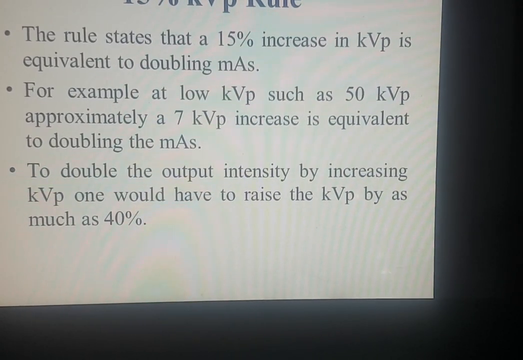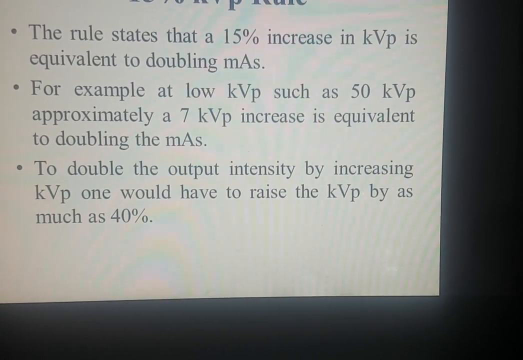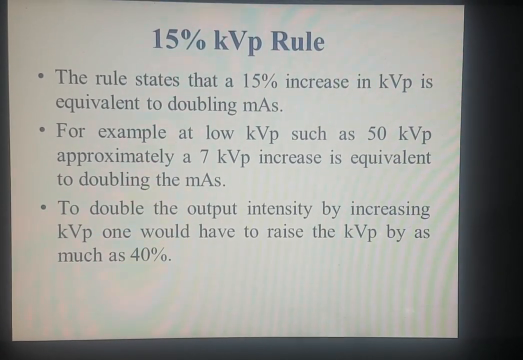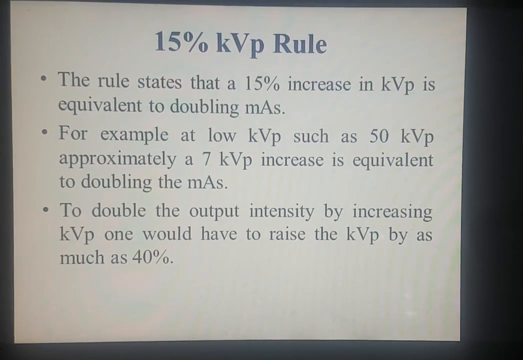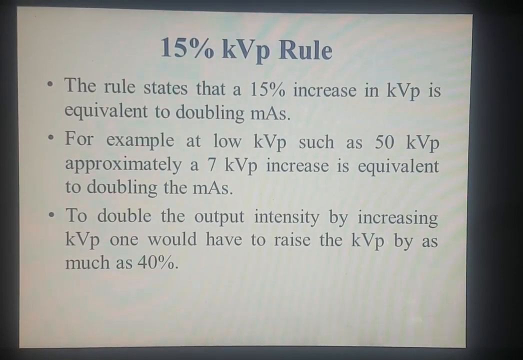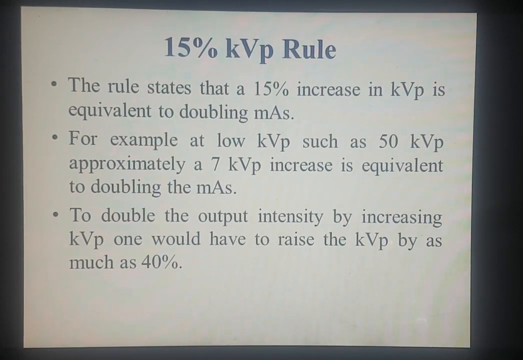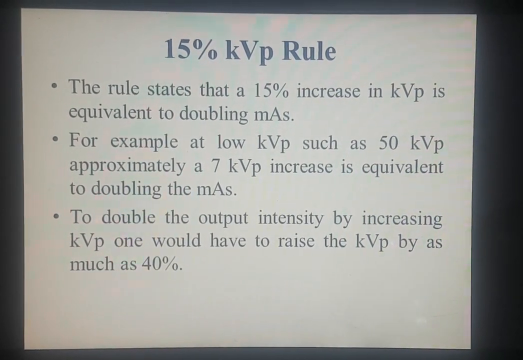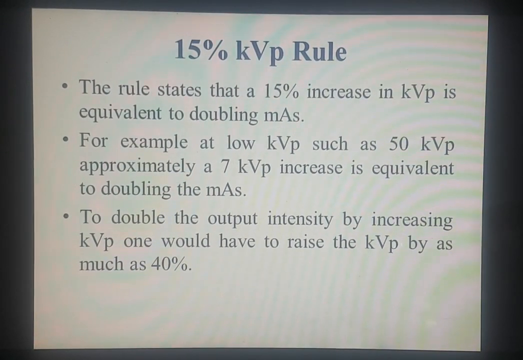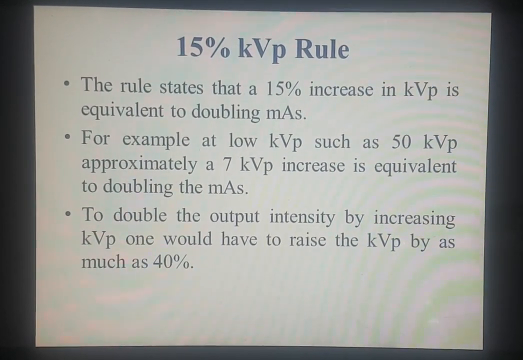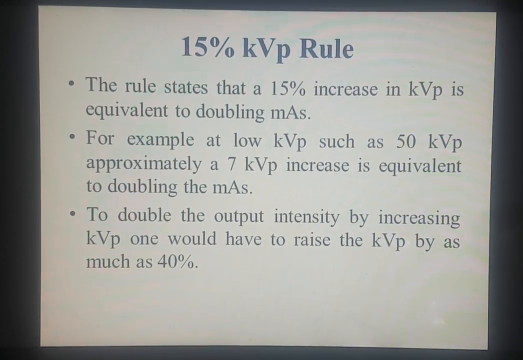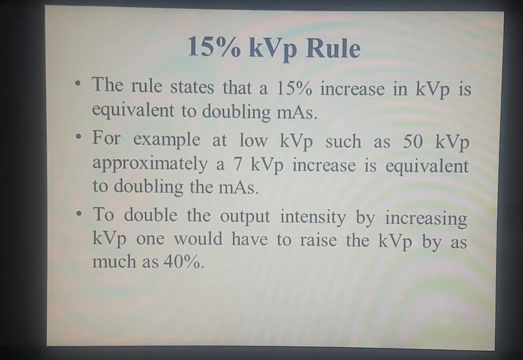And why do we need to increase the KVP? We know about the ALARA principle, so we need to maintain it, and also we need to maintain the optical density of the X-ray image. And the other important thing is how do we calculate it? For example, at low KVP such as 50 kilovoltage, we need to increase it by at least 7 kVp, which would be equivalent to doubling the MAS.